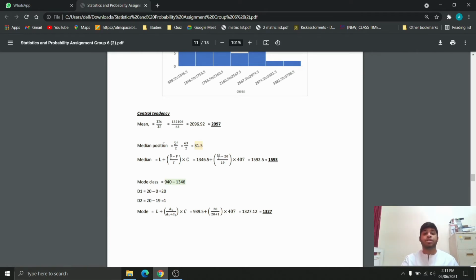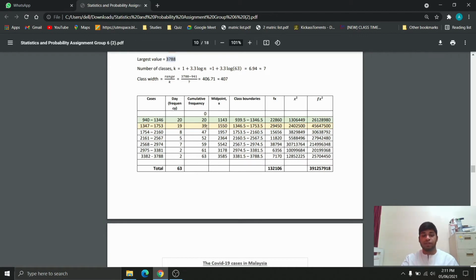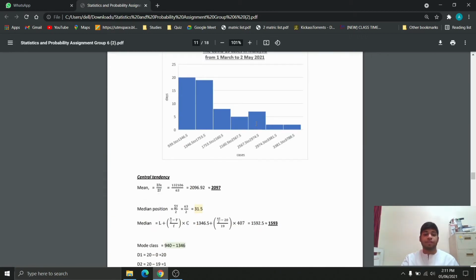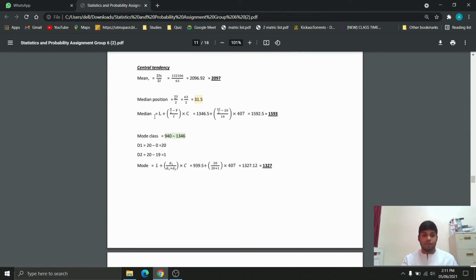For that, we use the summation of f divided by 2, and then we get 31.5. This 31.5 actually belongs to this row, so this is the median class. After we find the position, we use the formula for median: the lower boundary of the median class L, plus n, the number of observations, f, the cumulative frequency, and c, the class width of the median class. So we use this formula and get the median, simple as that.